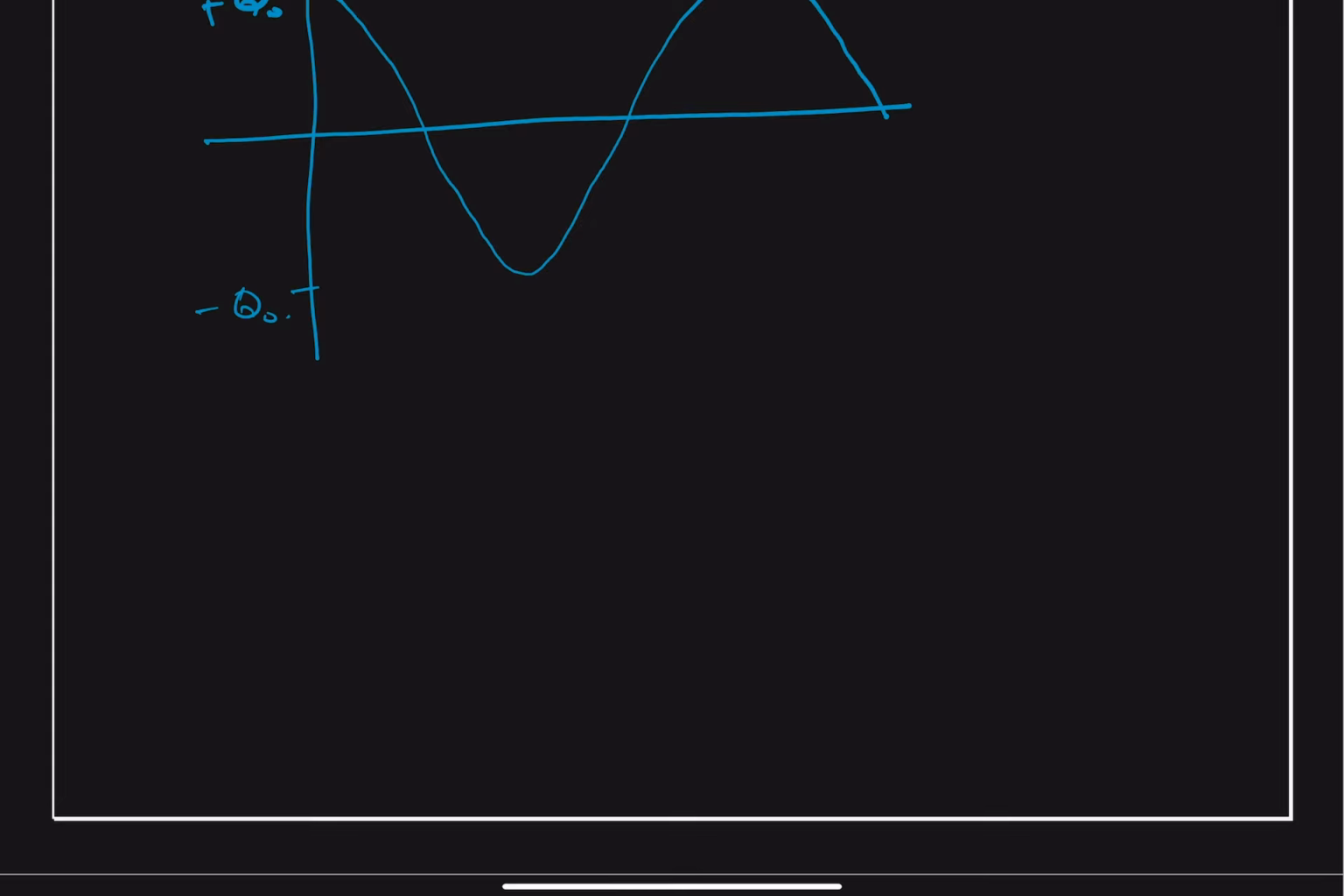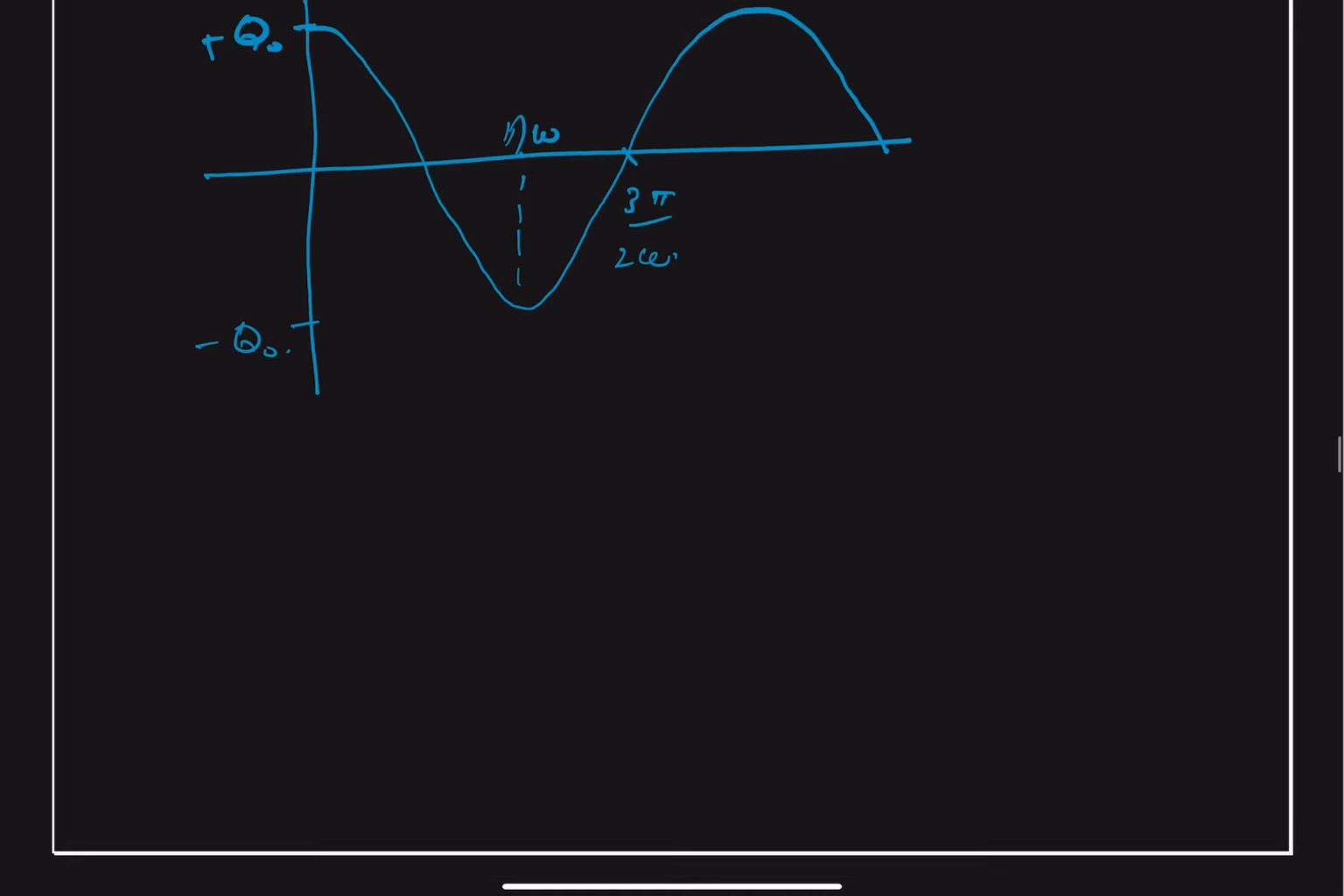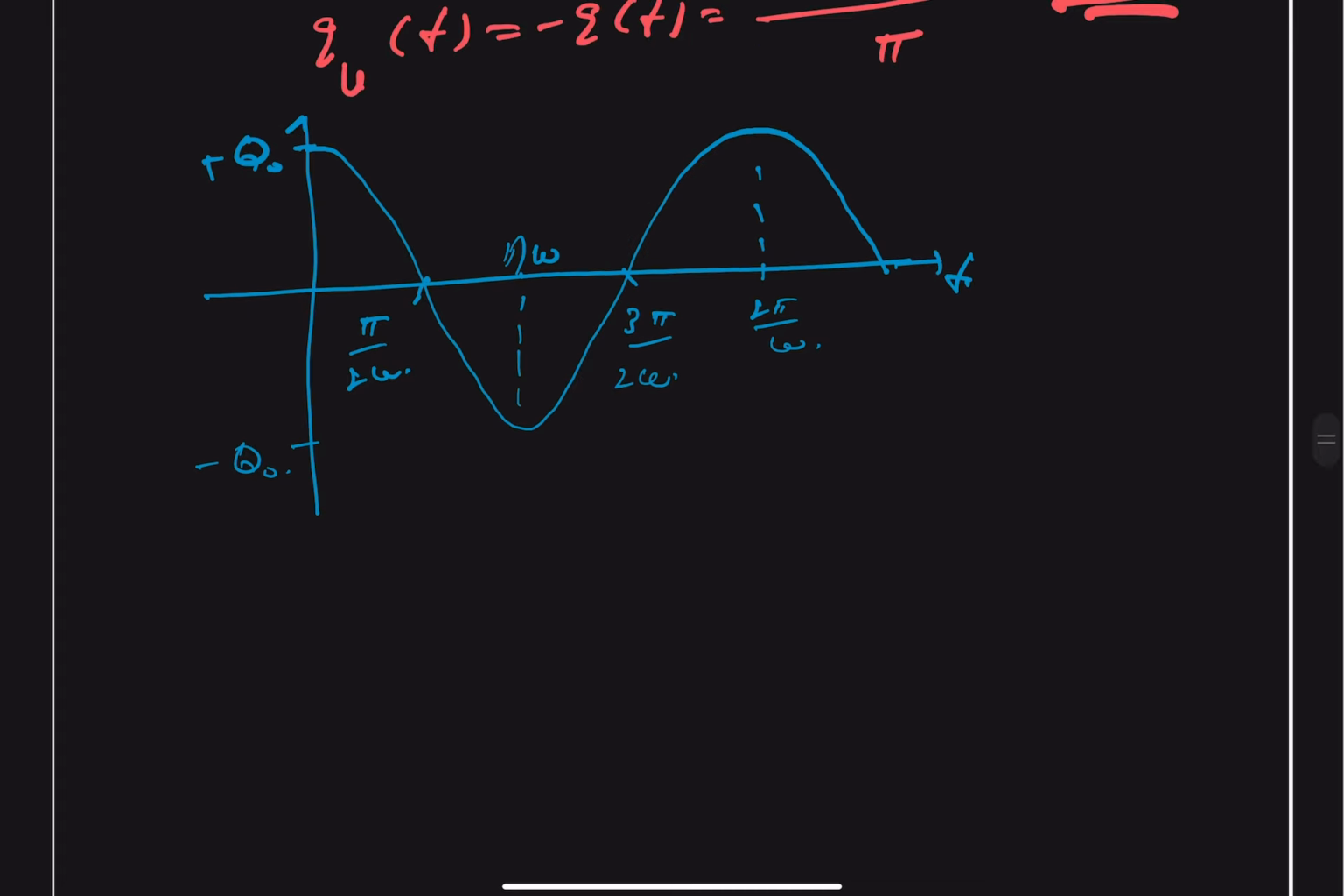And this will be over pi by omega, this will be over 3 pi by 2 omega, and this will be our 2 pi by omega, and this point will be our pi by 2 omega, and this is our time t, and in this direction we have charge q. So this was our second question.